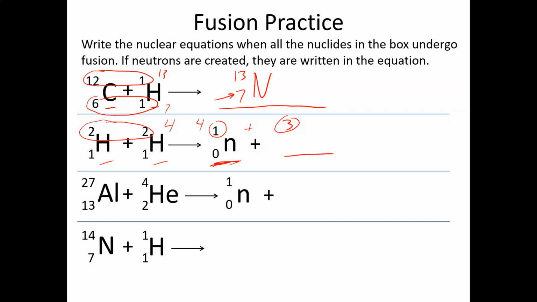What's the number of protons going to be? We have 1 and 1 is 2. A neutron is not a proton, so this must have 2 protons in it. Go to your periodic table and figure out which element is atomic number 2, that has 2 protons. And if you said helium, you are correct.